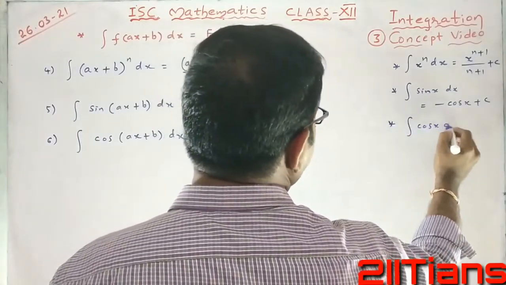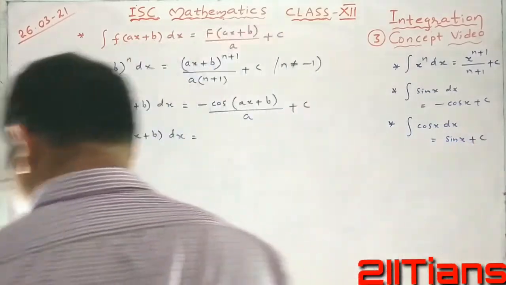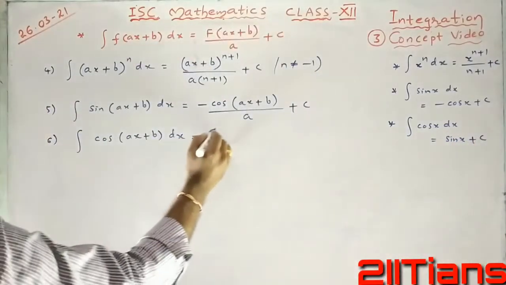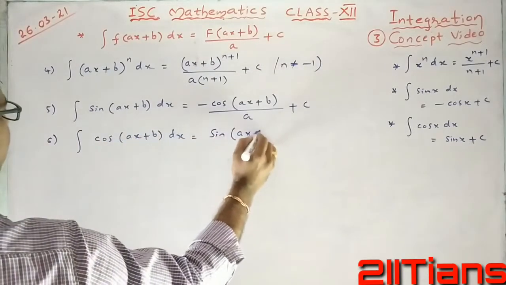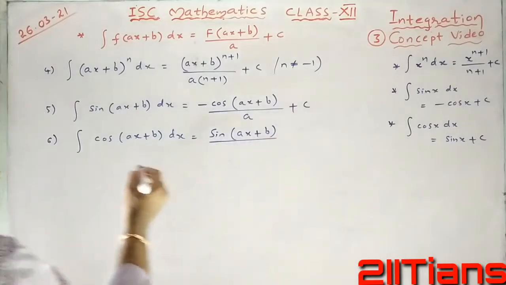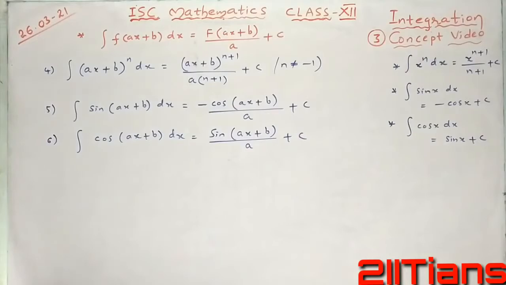Integration of cos x dx is sin x plus c. So if you write sin of, in the place of x we have ax plus b, upon the coefficient of x, which is a, plus c. So that is the final answer, right?